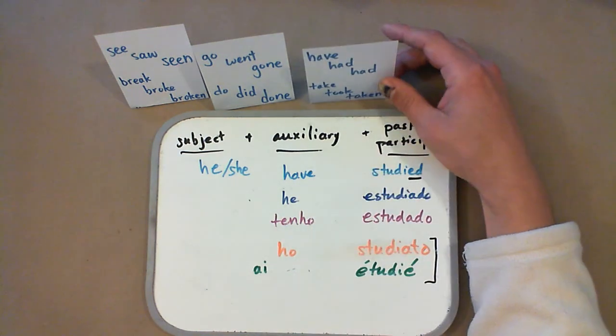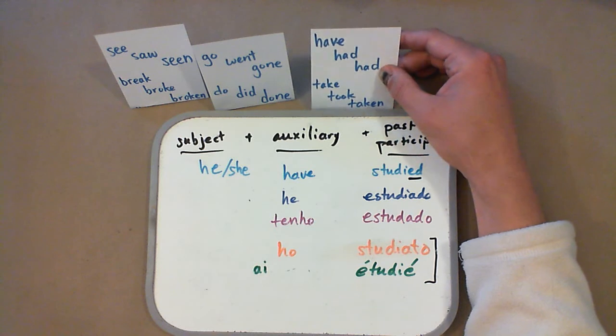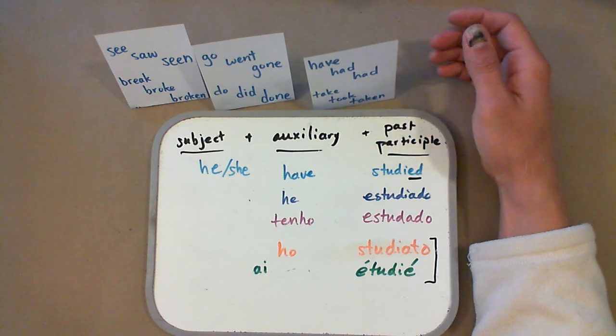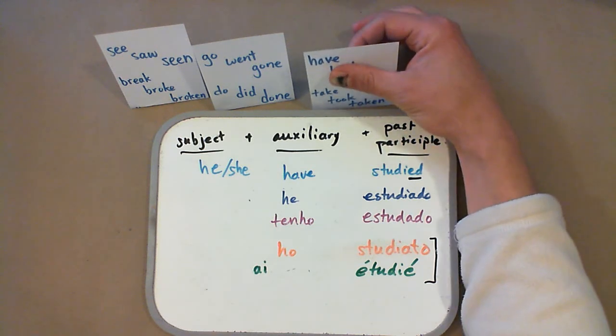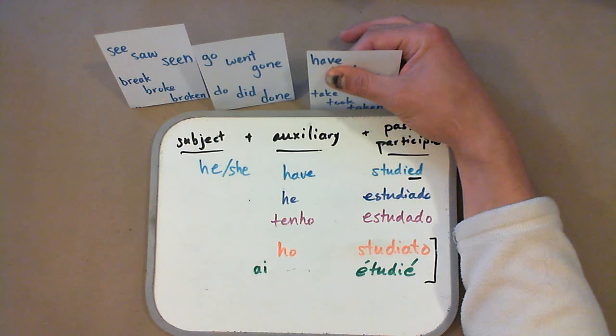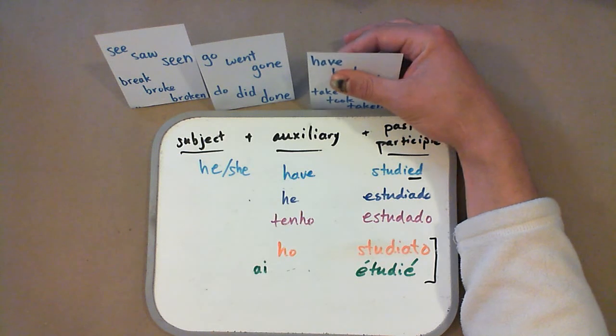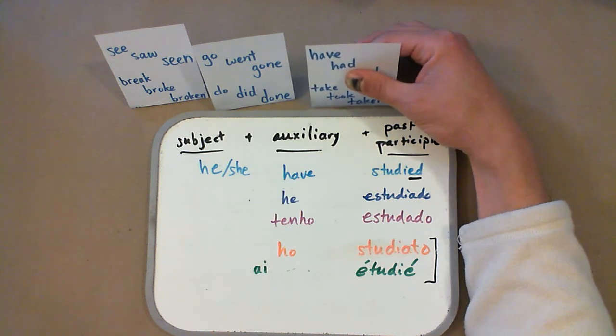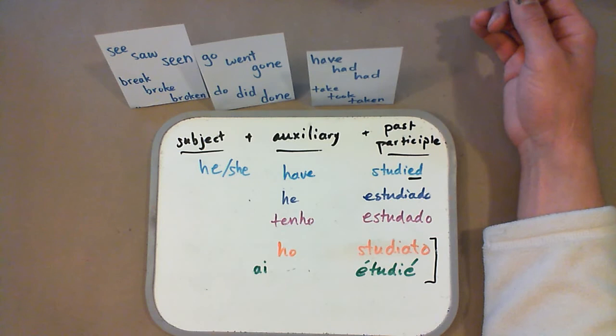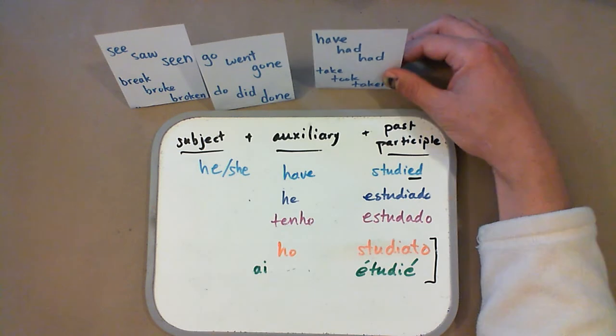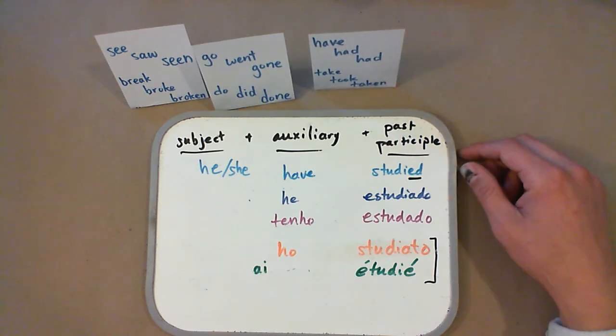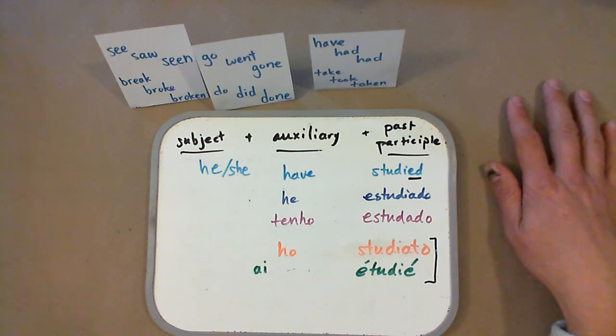Here are 2 more. Have, had, and had. Notice it's the same word twice there. Had and had. So you could say I have an interesting class. Last year I had an interesting class. I have had interesting classes before. Take, took, and taken. I have taken lots of breaks today.